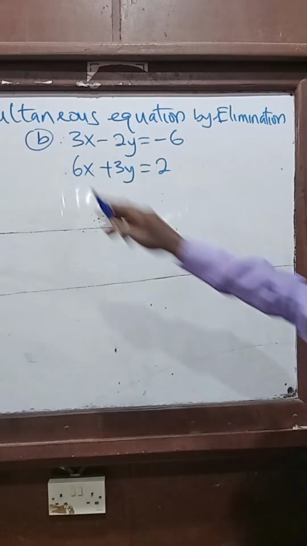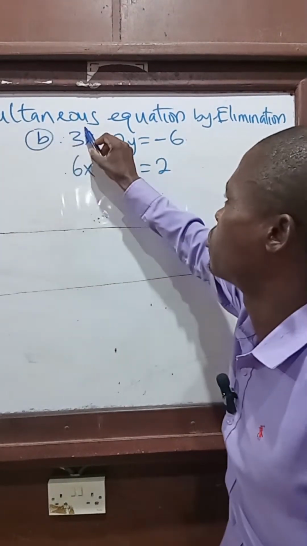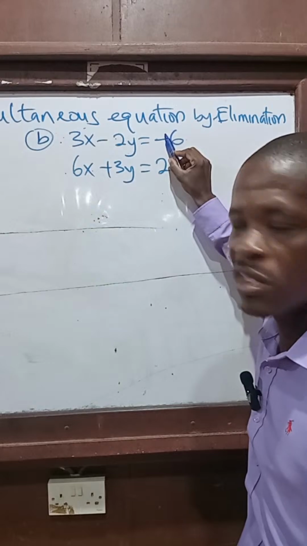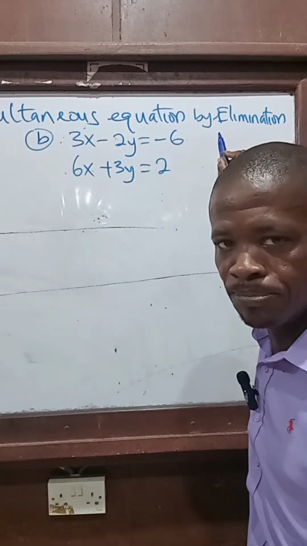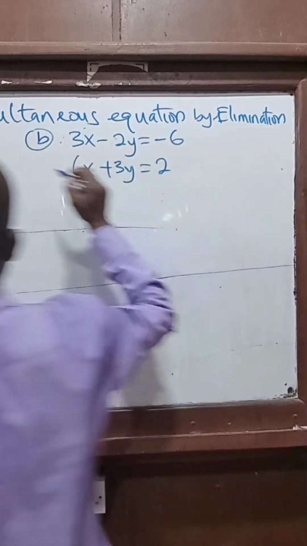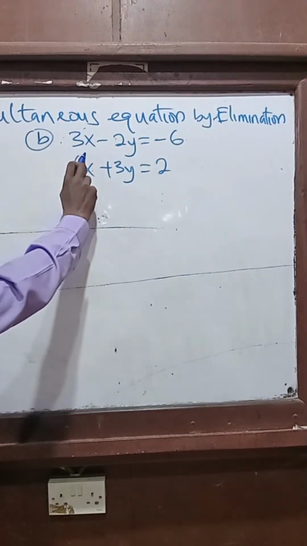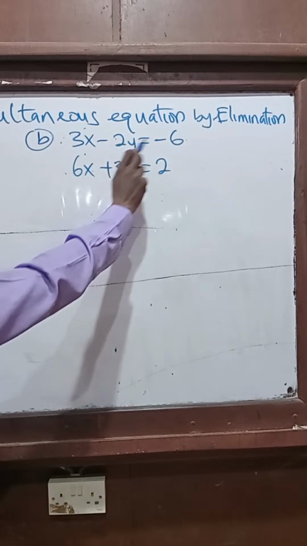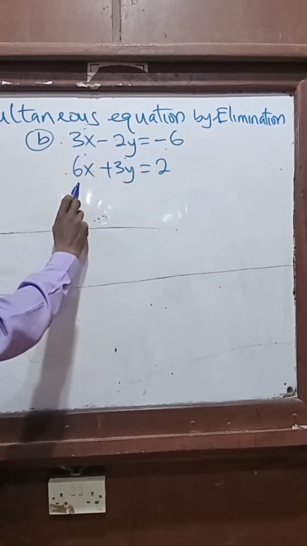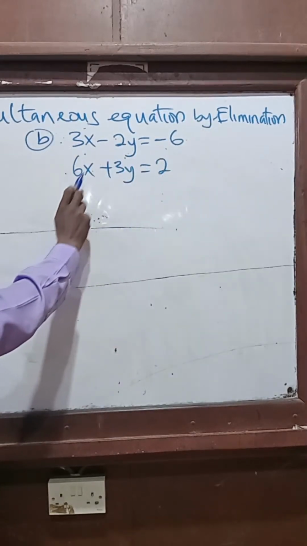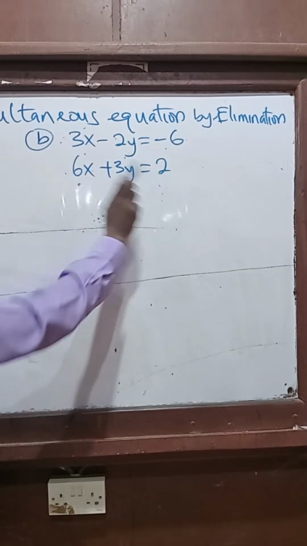We have to solve these simultaneous equations by elimination. We have the first one here: 3x minus 2y equal to minus 6. The second equation: 6x plus 3y equal to 2.